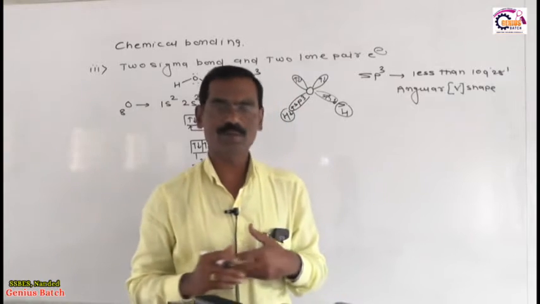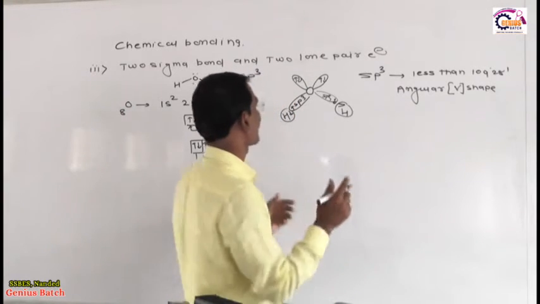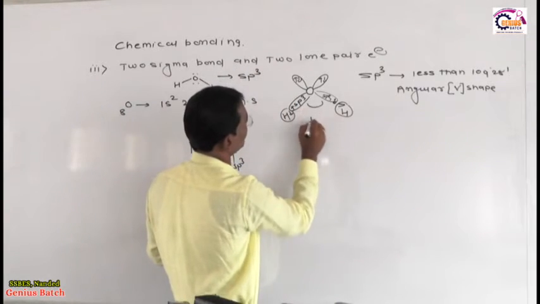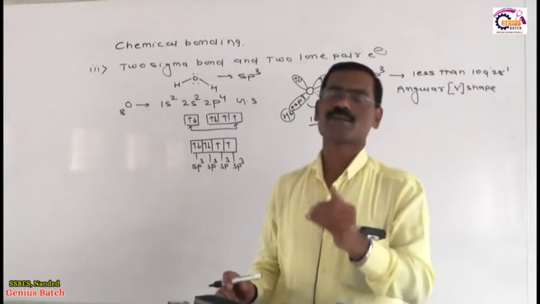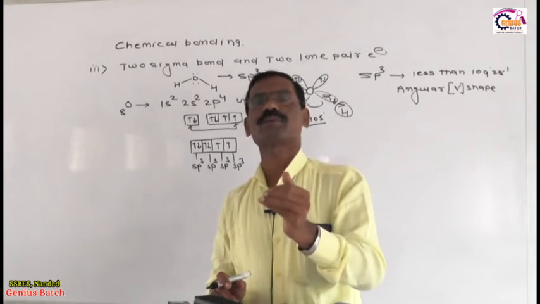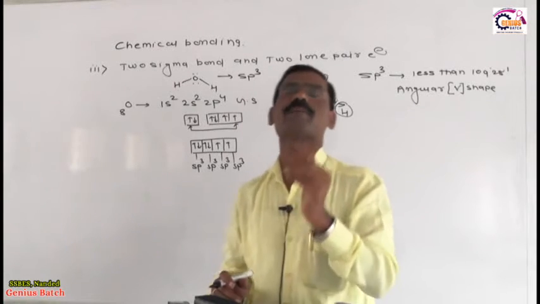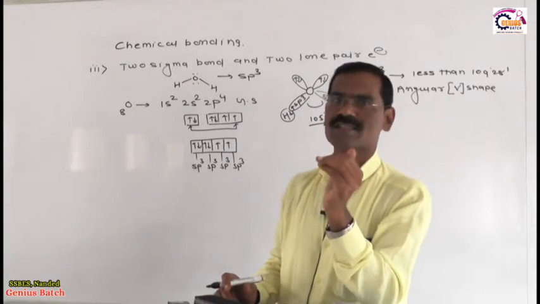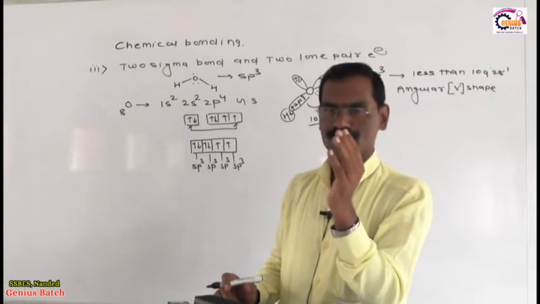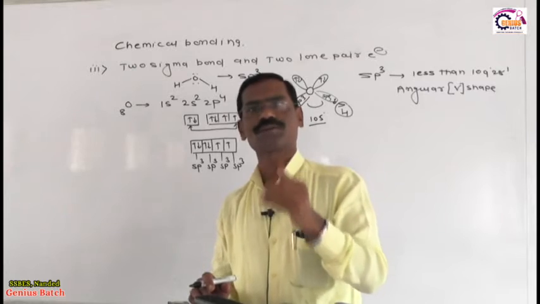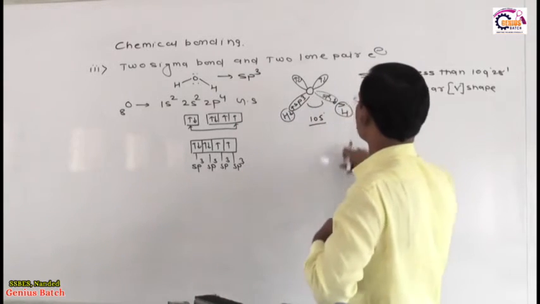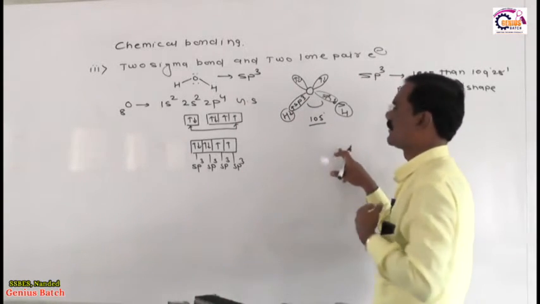As you all know very well, water is a molecule whose bond angle is 105 degree. Why does the bond angle reduce to 105? Because lone pair repulsion reduces the bond angle by nearly 2.5 degrees. So this is a very important phenomenon. Each lone pair repulsion reduces the bond angle by 2 or 2.5 degrees. That's why in place of 109 degree the bond angle becomes 105.